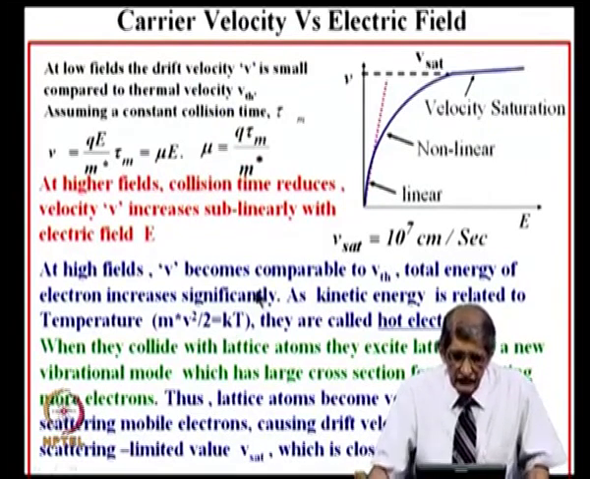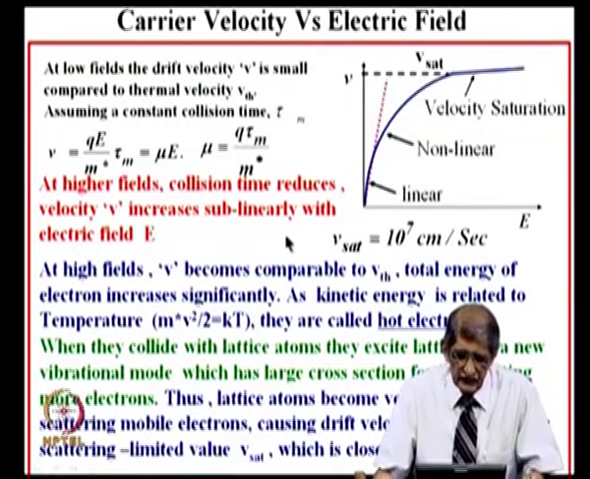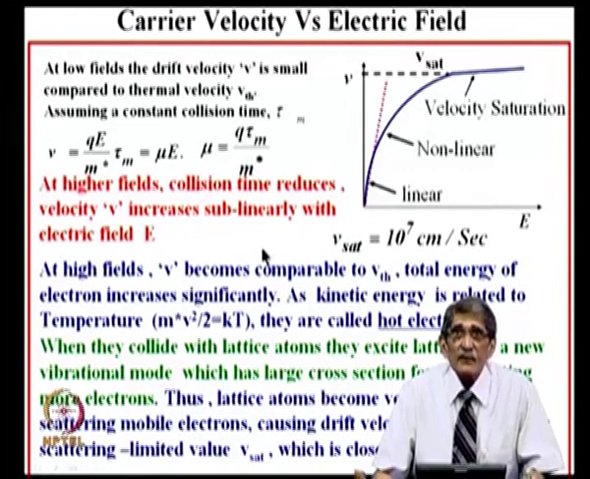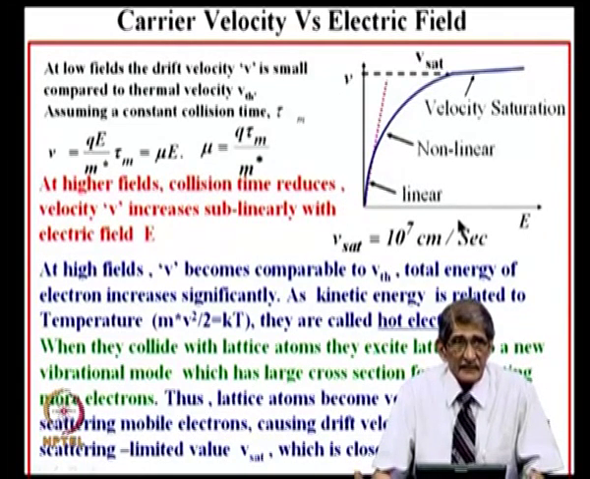Now, before we go into velocity saturation, we take a quick look at the velocity versus electric field characteristics of the carriers. I use the word carriers because these sorts of curves hold good both for electrons and holes. What I am showing is mainly for electrons right now. Similar arguments can be extended to the holes also.